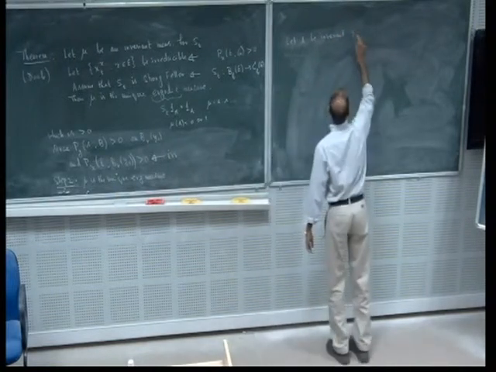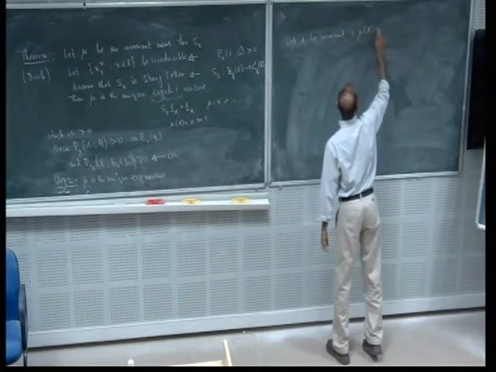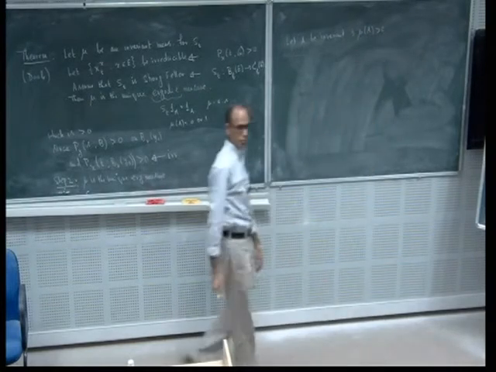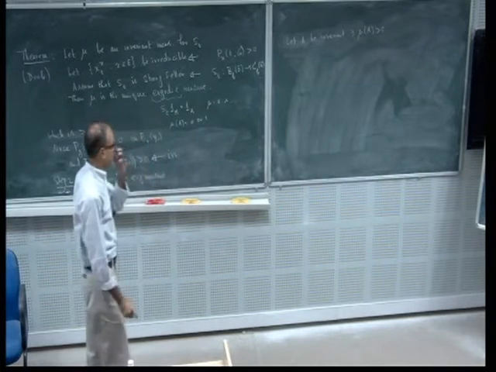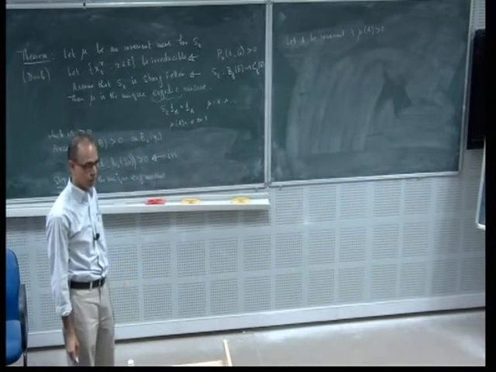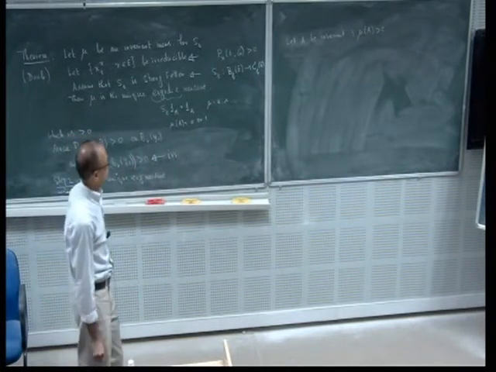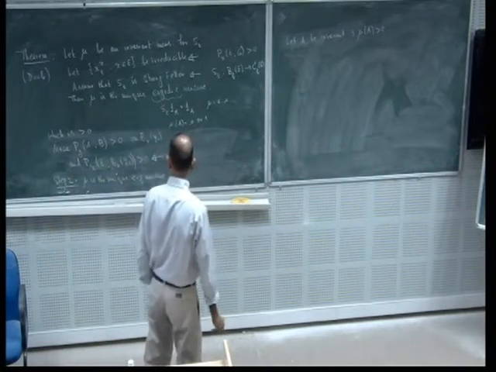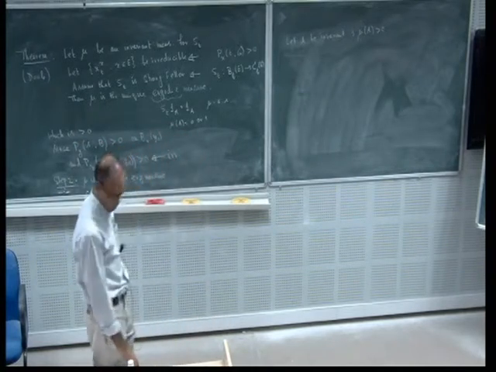Such that mu of A is greater than 0, let's say. We have to prove that mu of A is 1, correct? Now, what should I do?